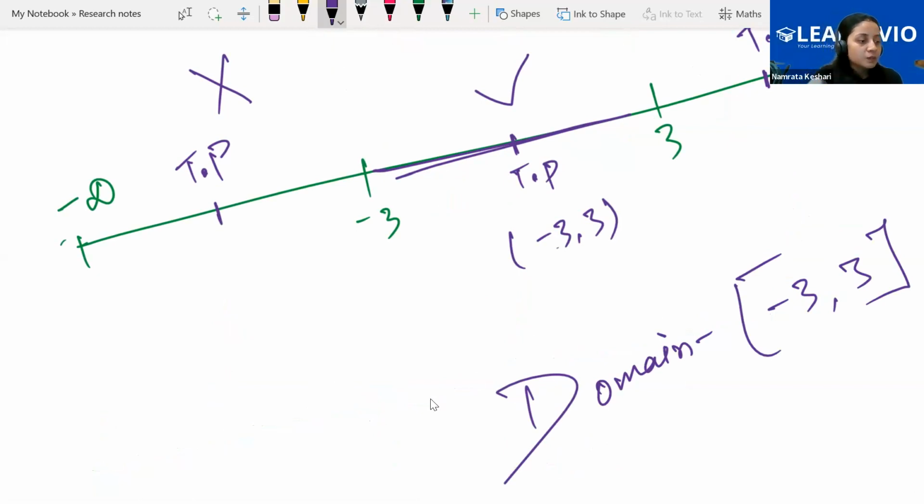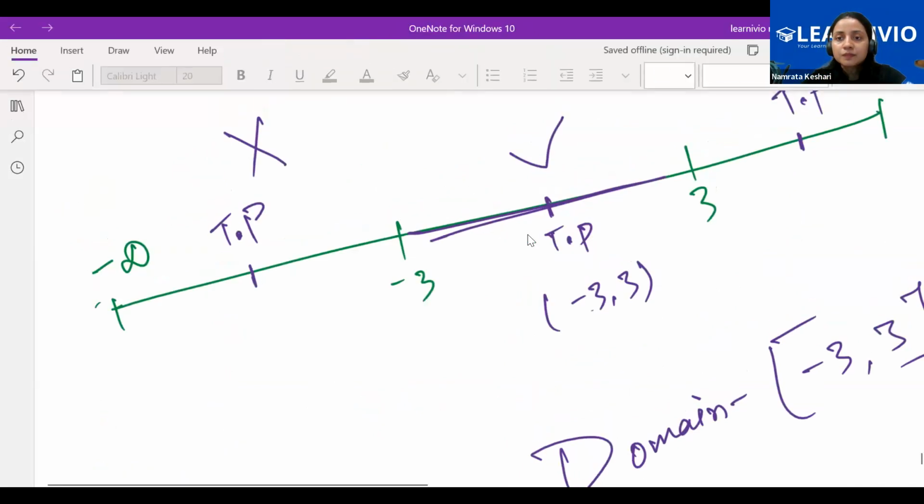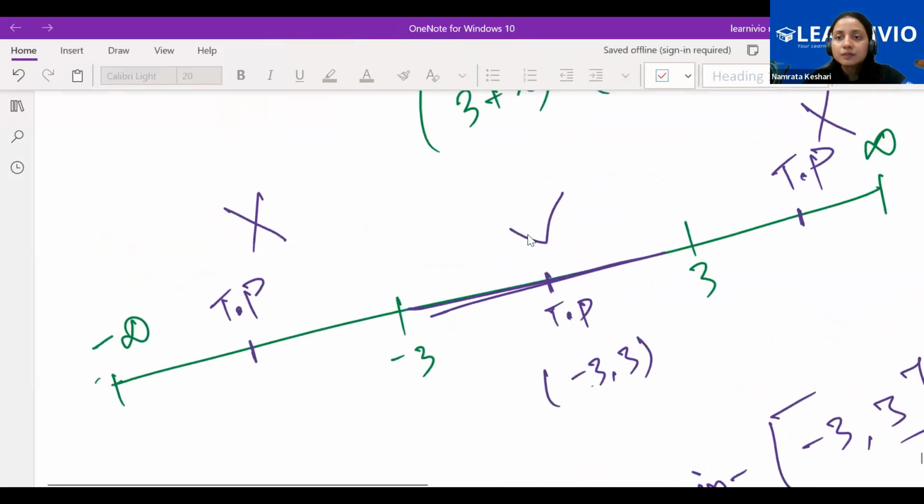Is that clear? Naufal, Alina and Ali. Is it clear?